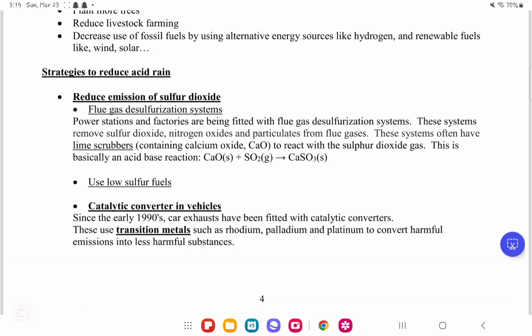So what are these strategies to reduce acid rain? The first strategy, as we discussed, was to reduce the sulfur dioxide. And to reduce the sulfur dioxide, we need flue gas desulfurization systems. They usually put these in power stations and factories. These systems remove the sulfur dioxide, nitrogen oxides and particulates from flue gases.